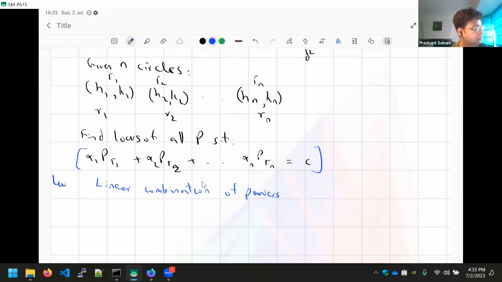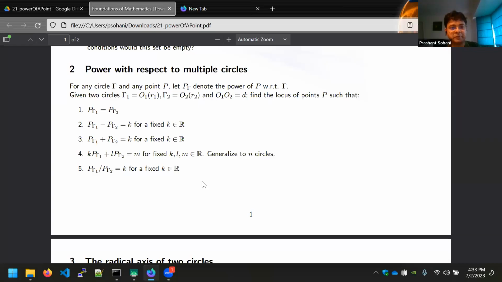So I would say, locus of the linear combination of powers with respect to n circles. And if you think about it, if you solve this problem, then all the other problems are going to be special cases, right? With some suitable substitution of the values of all these alpha 1, alpha 2, you should be able to solve all the other problems, even question 5, right?